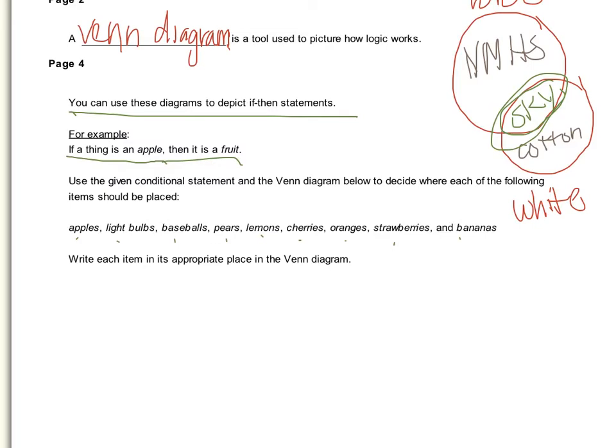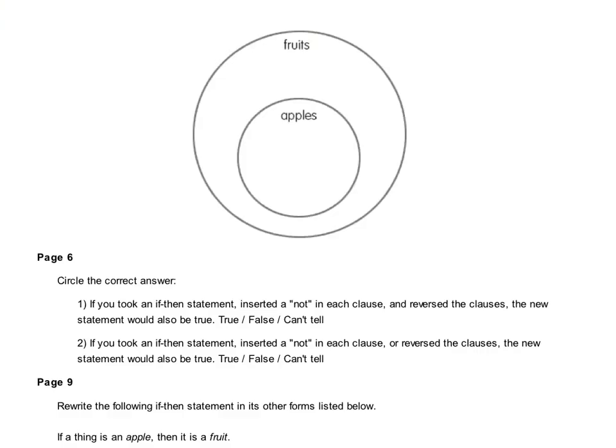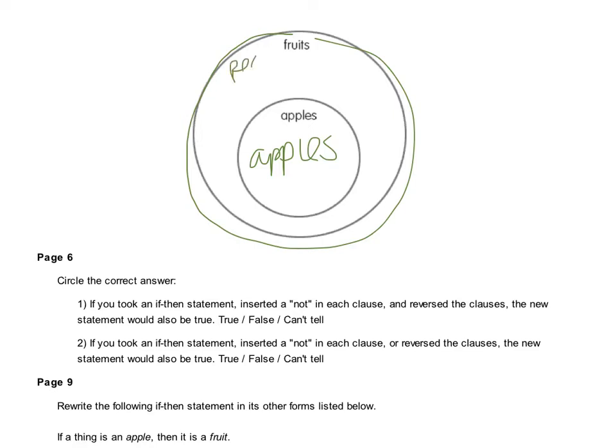So if you look at the next page, they have given you a Venn diagram, and we're supposed to write in this big circle everything that's a fruit. Well, from that list, the things that were fruits were apples. Well, they're going to go in the apple circle because they're also an apple. And then the next words we had were pears and lemons, cherries, oranges, strawberries, and bananas.